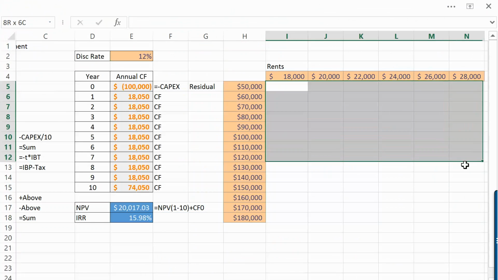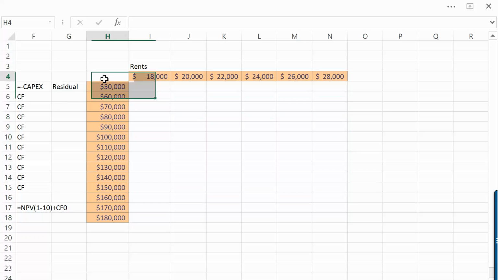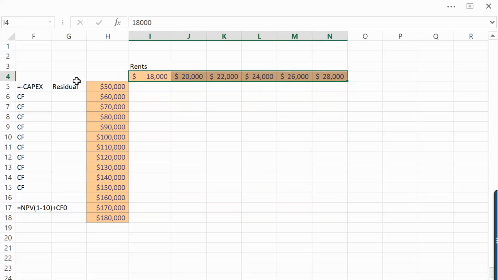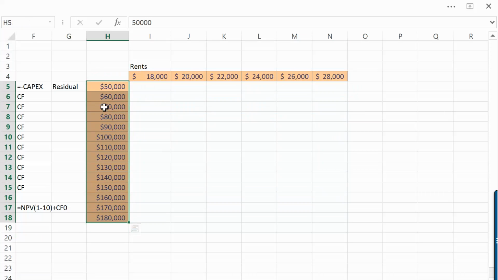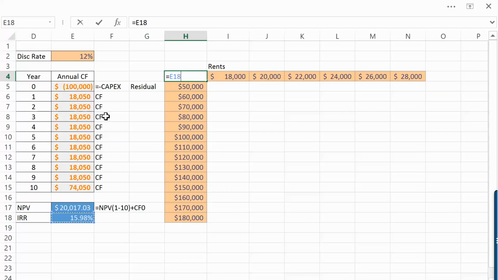What I can then do is calculate all the combinations of, say, IRRs, varying the rents from 18 to 28 and the residual or the resale at 50 to 180. How I do that is I set up a table where I have one input and another input, and then whatever I want to calculate, say IRR or NPV, I'll just have a link to it right here. So this is a link to the actual calculation.